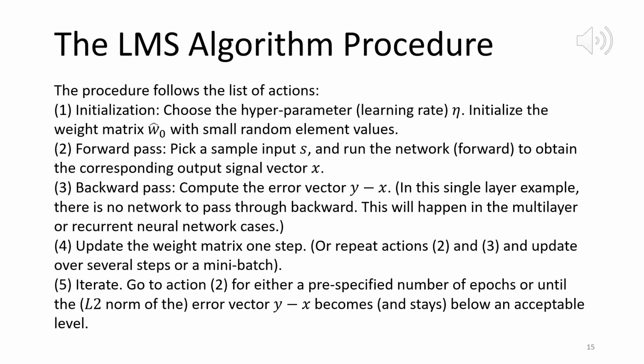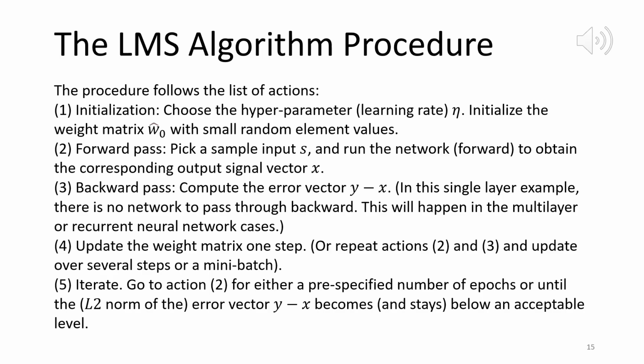The method of steepest descent can be summarized as a procedure of the following actions. First, initialization. Choose the hyperparameter, which is the learning rate eta. And then initialize the weight matrix W_0 hat with small random element values. Second, forward pass. Pick a sample input S, and run the network to obtain the corresponding output vector X. Third, backward pass. Compute the error vector Y minus X. In our single-layer example, there is no network to pass through backward. Later on, we will see the backpropagation process in multi-layer neural networks.